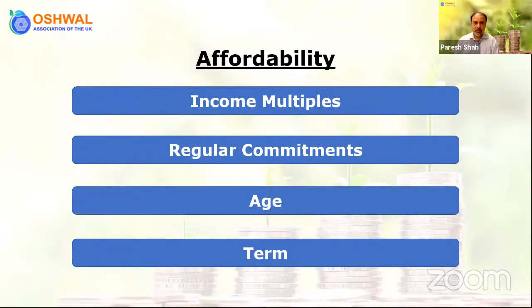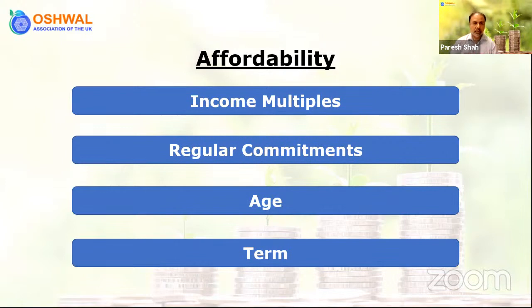So now going on to affordability, which again, from conversations that I've had with clients, people are assuming that lenders lend on income multiples. They do, but the rules have changed. It's based on affordability, and lots of factors come into play when you're looking at how affordability is calculated.